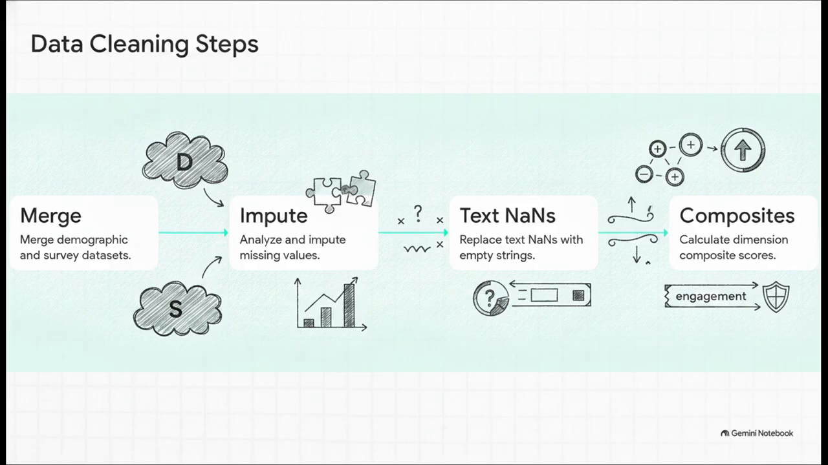But of course, missing values can completely crash our algorithms, so we have to impute those missing numbers, replace null text fields with empty strings, and then calculate composite scores to define broader dimensions like overall company engagement.